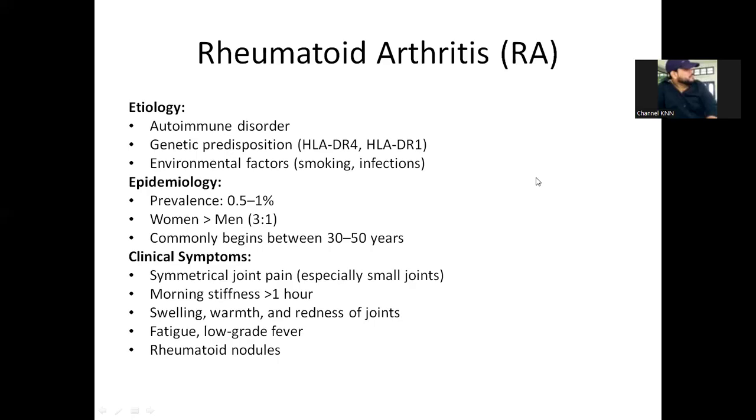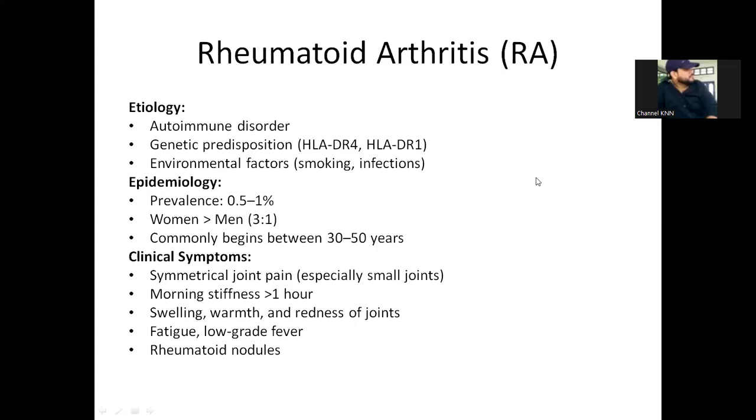The first thing we have to discuss is etiology. Etiology means causative factor. The causative factor for rheumatoid arthritis is an autoimmune disorder. So it occurs internally, which is why it is an autoimmune disorder, and it is also caused by genetic predisposition of HLA-DR4 and HLA-DR1. And some environmental factors like smoking and infection will also cause rheumatoid arthritis.